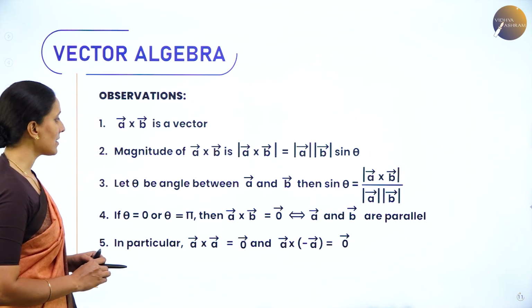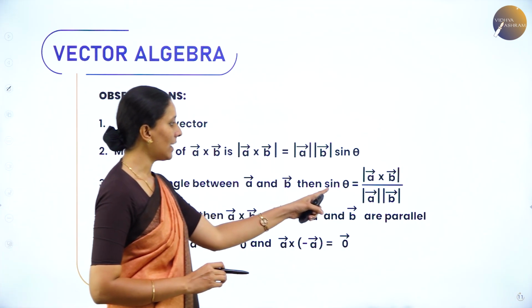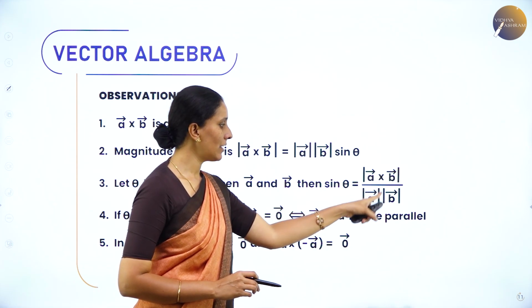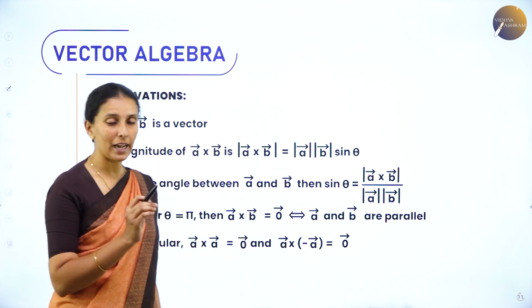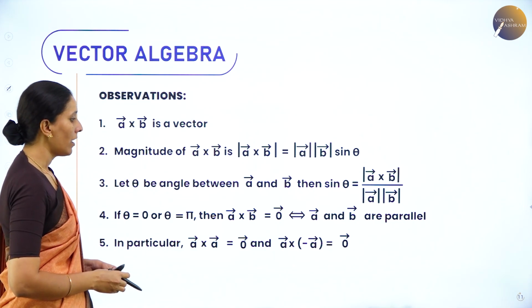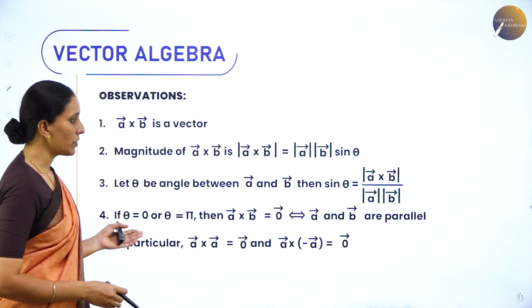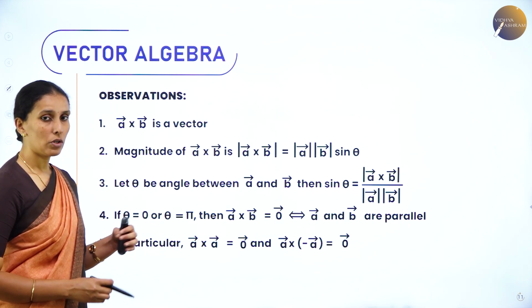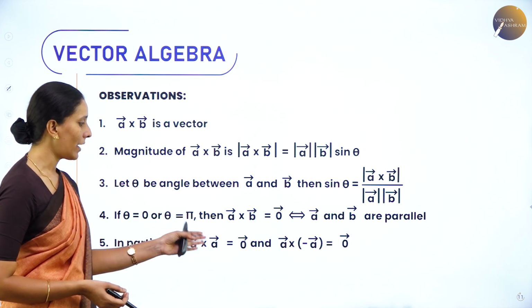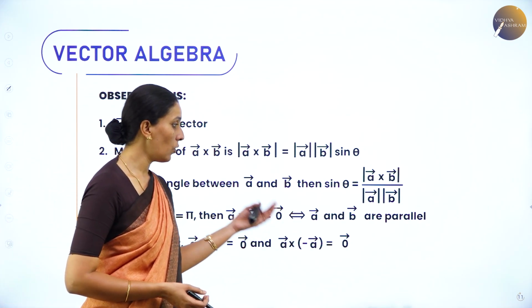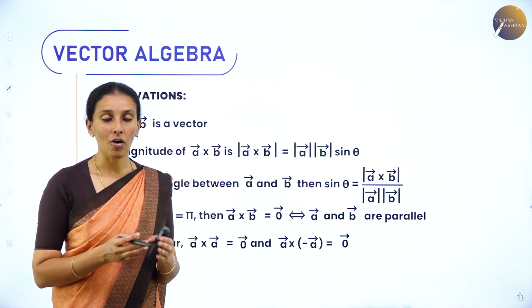Next, if theta is the angle between them, then sine theta is given by magnitude of A cross B divided by AB. AB represents the magnitude of vector A and magnitude of vector B. And if theta is equal to 0 or theta is equal to pi, we know that sine of 0 and sine of pi is 0. So, since theta is 0 or pi, their cross product is 0, which indicates the two vectors are parallel to each other.